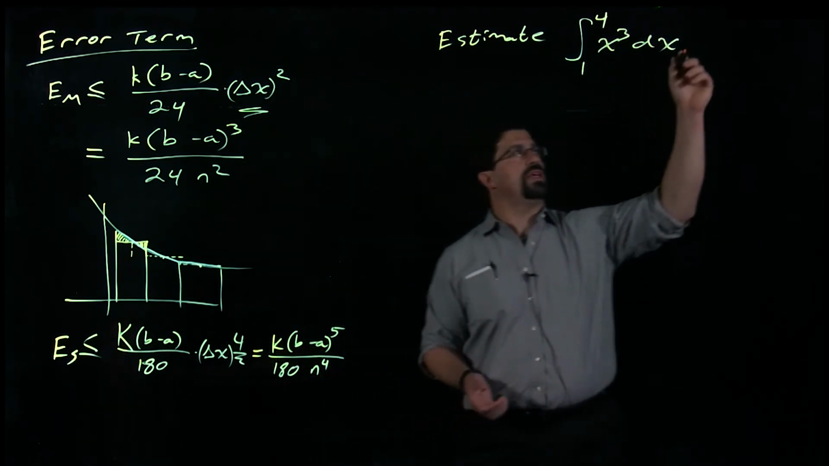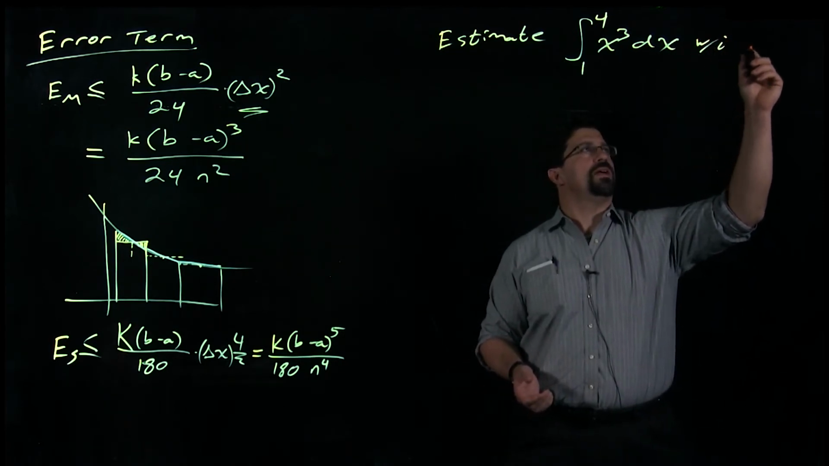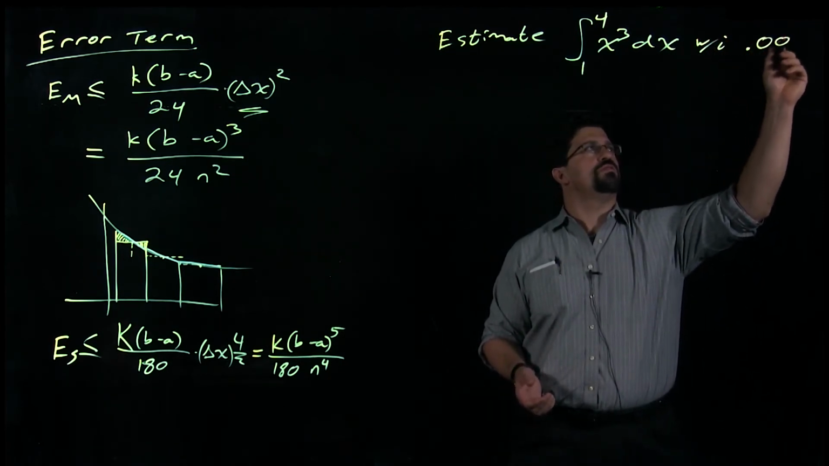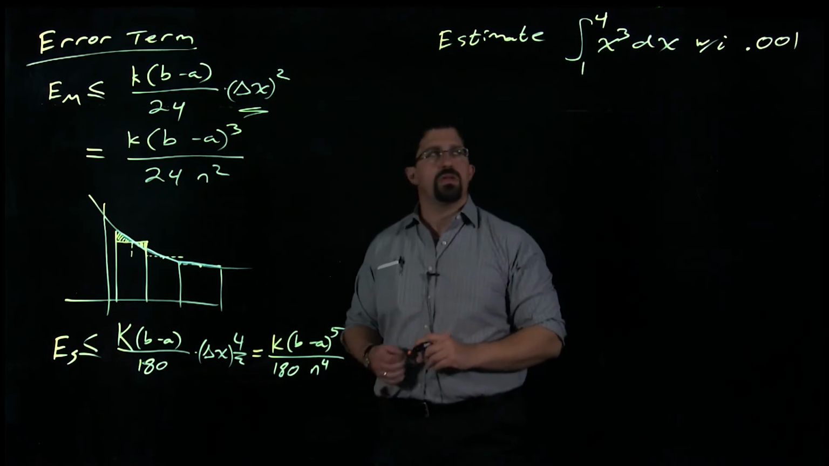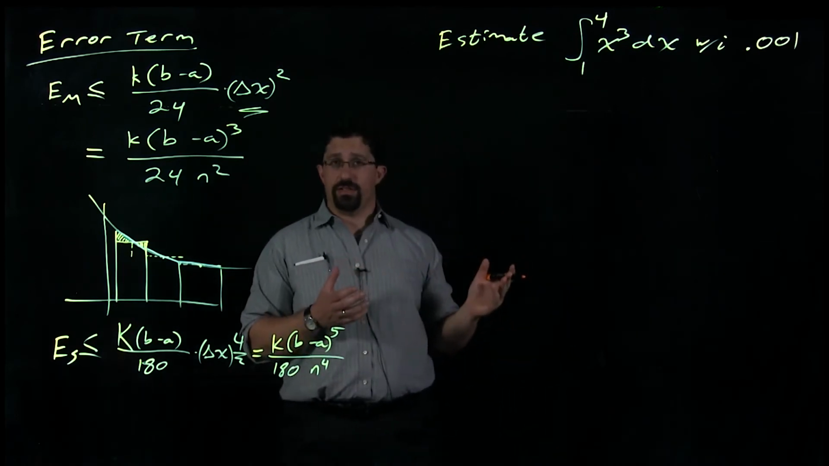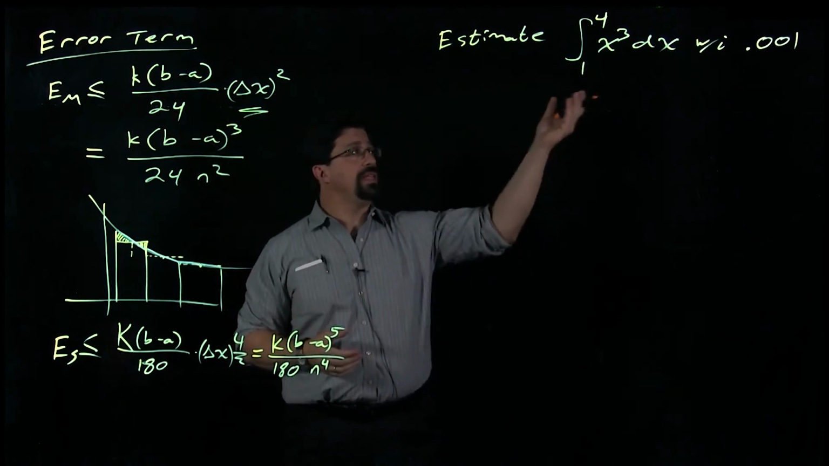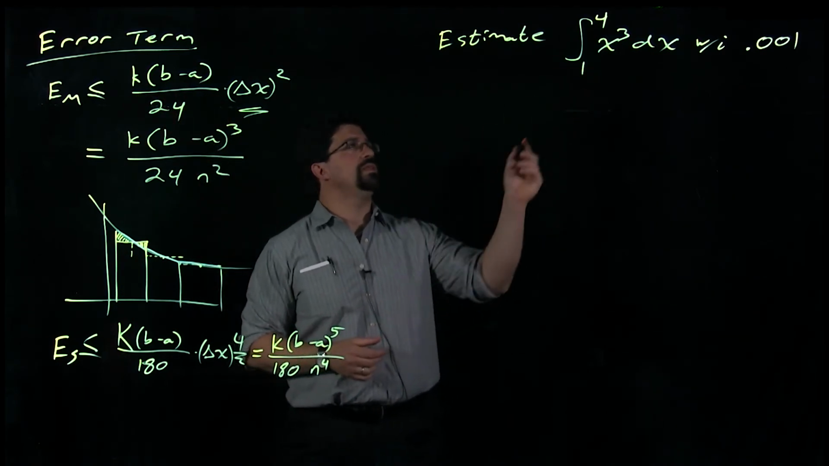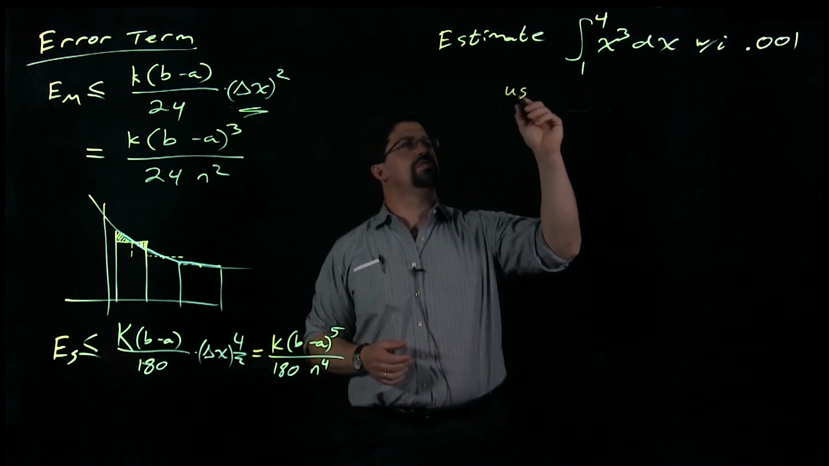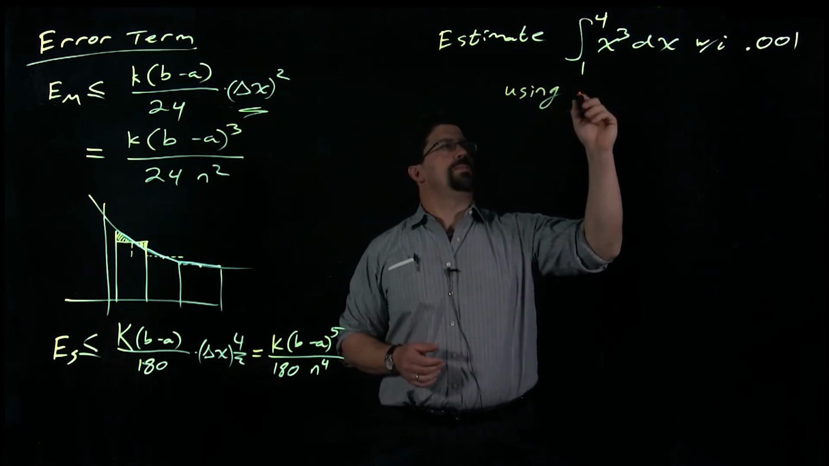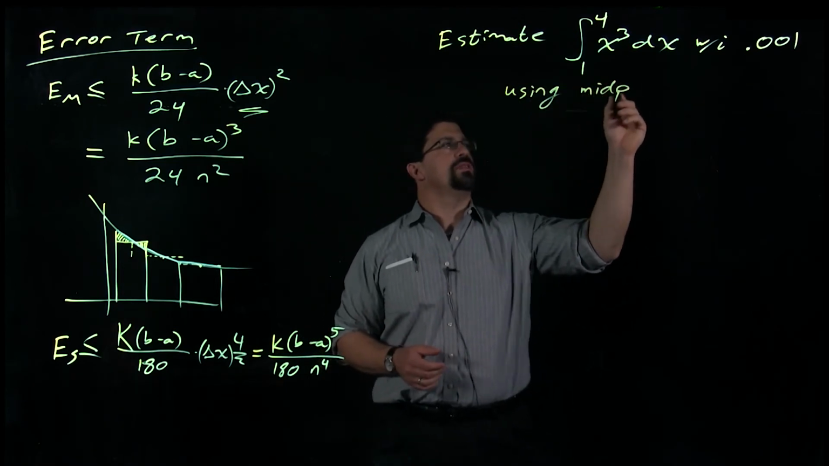And we want to get this within 0.001, which means that we want our error estimate, our error bound, to be less than or equal to 0.001. And let's say that we want to do this using the midpoint estimate.